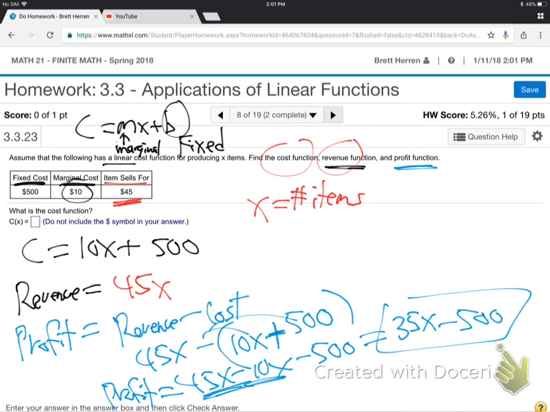That good? See how I came up with all those parts? So once again, cost has a per item and a fixed. Revenue is just per item. Profit is revenue minus cost.